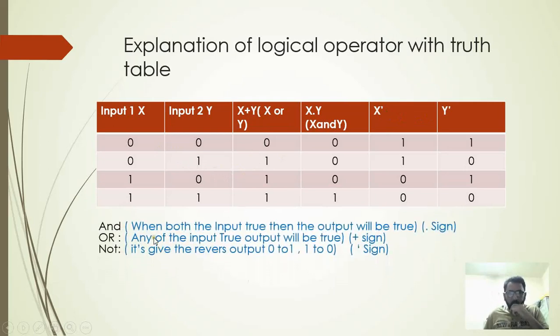So the and operator, I will tell you, is true when both the inputs are true. True means if the two values are true, true means the 1. If x has the 1 and 1 value for the y here, then the output will be 1.